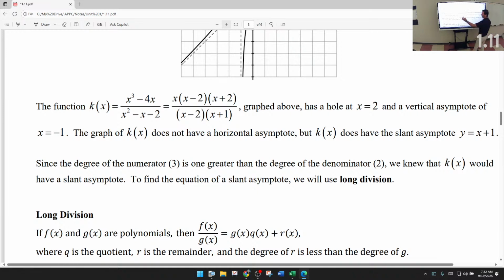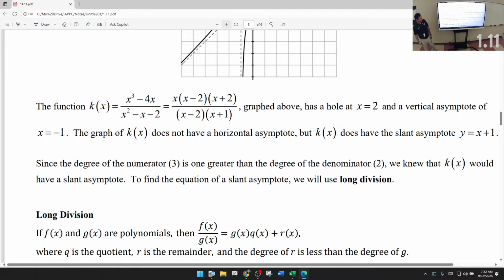You could see it like this, or you could see it like that, right? Sometimes it's better to see it factored because then you don't have to factor it. Sometimes it's better to see it multiplied out. I think horizontal asymptotes are easier to see like this than like that. I think vertical asymptotes are easier to see like that. Zeros are easier to see like that. But you just got to be able to see both, okay?